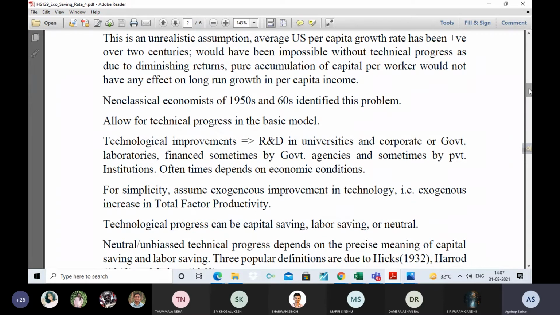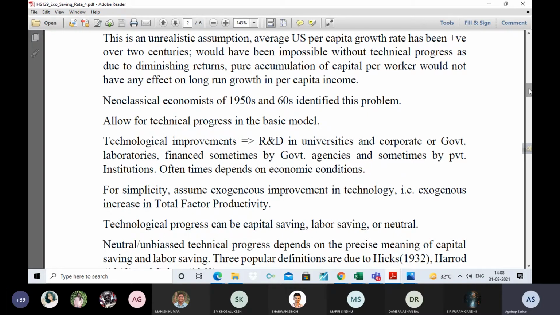For example, if you look into the United States, you would find that average per capita growth rate has been positive for over 2 centuries, right? In the absence of technological progress, diminishing returns would have made it completely impossible to maintain per capita growth for so long. In other words, there would not have been any growth in the long run, right? So the long run growth rate would have been zero because of diminishing returns to capital.